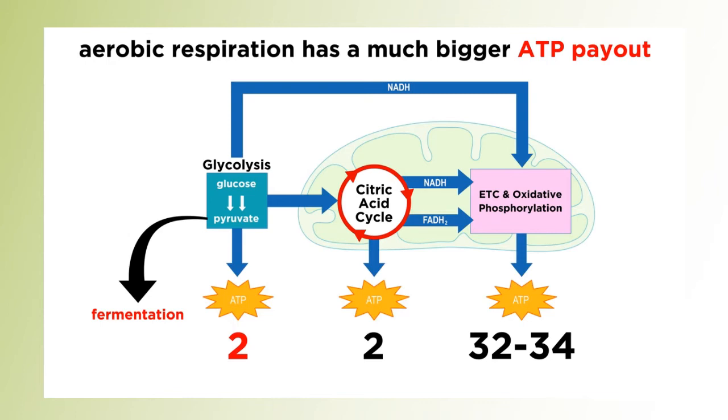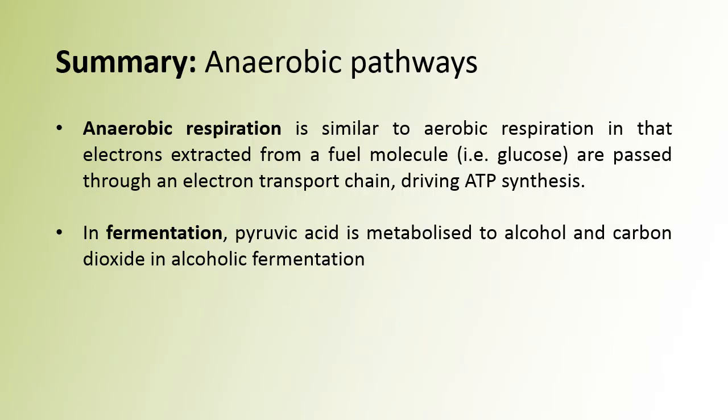Okay, thanks Dave. In summary, anaerobic respiration is similar to aerobic respiration in that electrons are extracted from the glucose molecule and passed through an electron transport chain to synthesize ATP. On the other hand, in fermentation, pyruvic acid is metabolized to alcohol and carbon dioxide in alcoholic fermentation. We are done with glucose metabolism, so let's start with lipid metabolism.